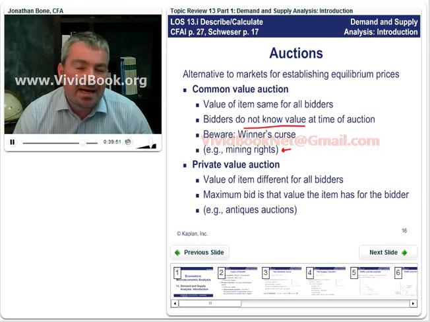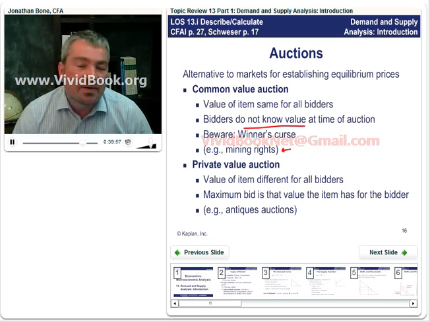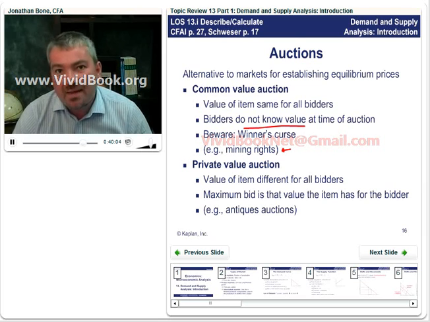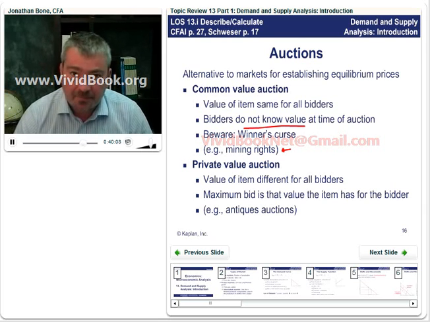So what is the danger here? Now, of course, the danger is we could bid too much. The danger is the winner of the auction bids more than the actual value turns out to be worth. And that, of course, is known as our winner's curse. Pay too much.